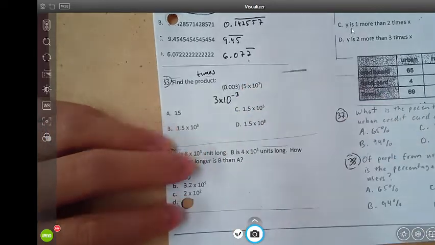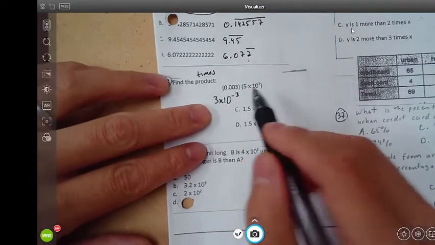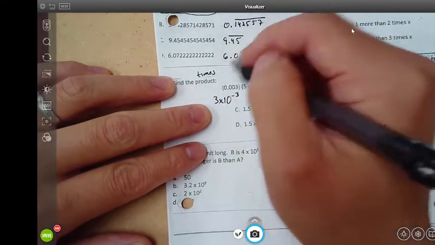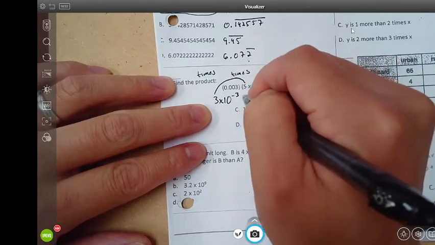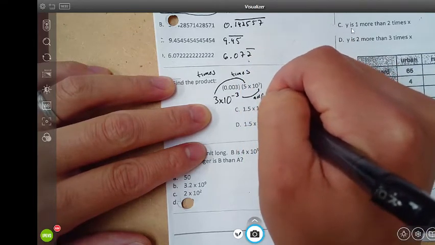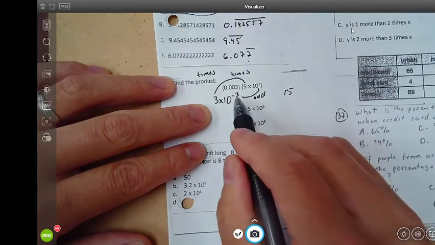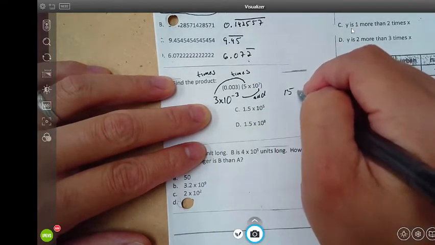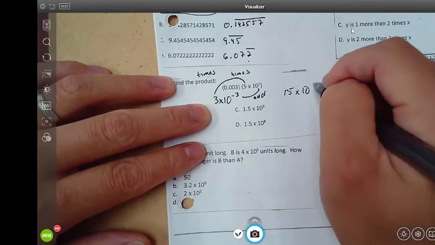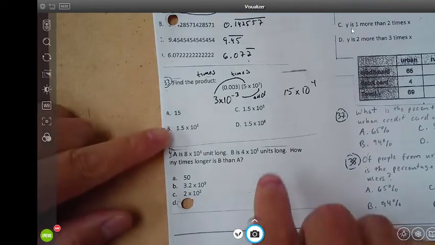All right, so let's go ahead and multiply. 5 times 3, or 3 times 5, right? The coefficients you times, and the exponents you add. So 3 times 5 is 15. Add the exponents, negative 3 plus 7. So it's 15 times 10 to the 4. Negative 3 plus 7 is 4. Okay, but I don't see that here.